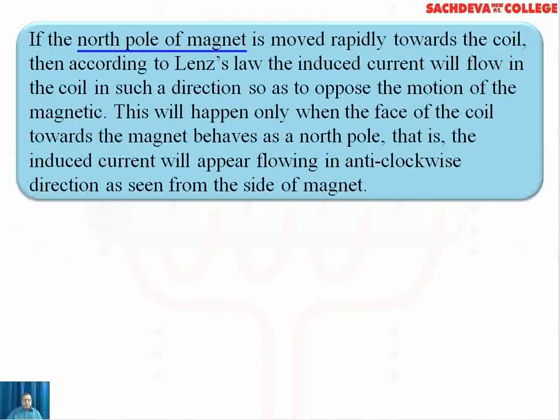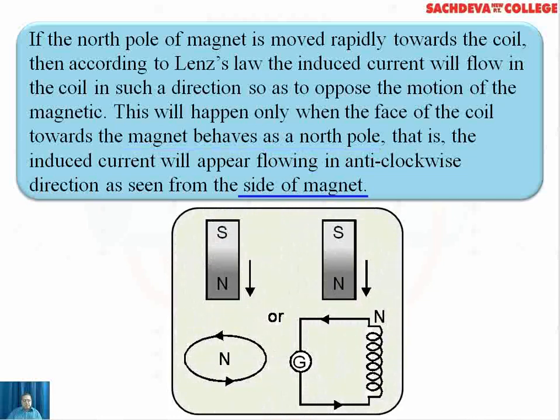If the north pole of a magnet is moved rapidly towards the coil, then according to Lenz's law, the induced current will flow in the coil in such a direction so as to oppose the motion of the magnet. Wherever the motion of the magnet is opposed, it means acceleration is slightly reduced. This will happen only when the face of the coil towards the magnet behaves as a north pole. That is, the induced current will appear flowing in the anti-clockwise direction as seen from the side of the magnet.